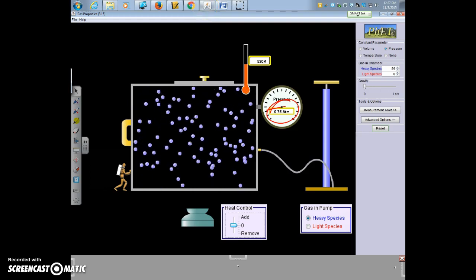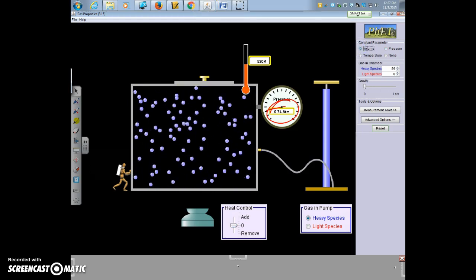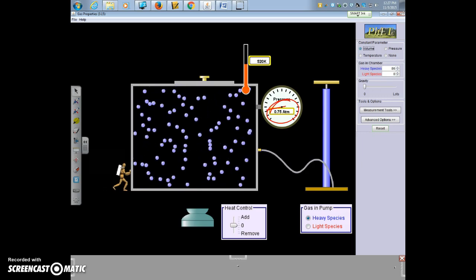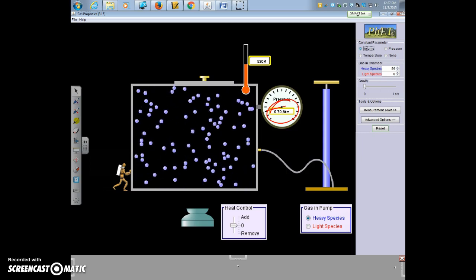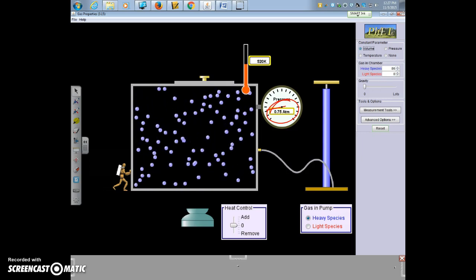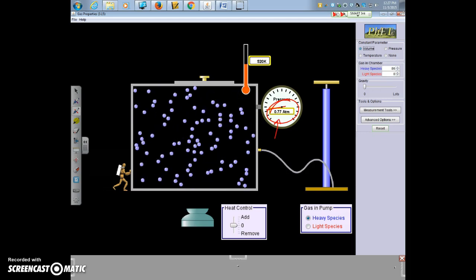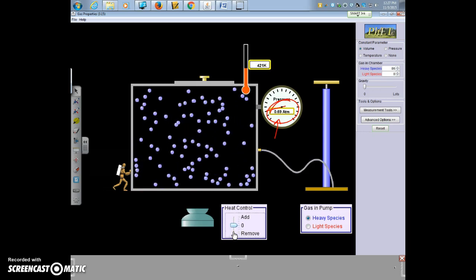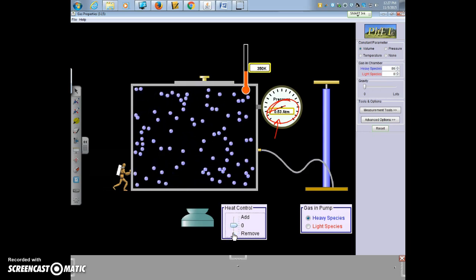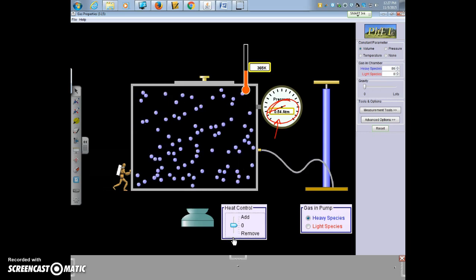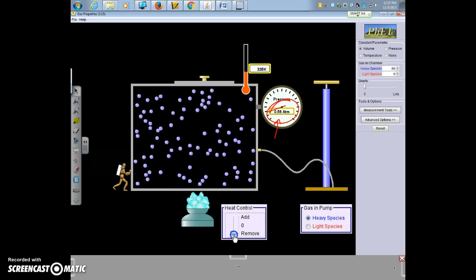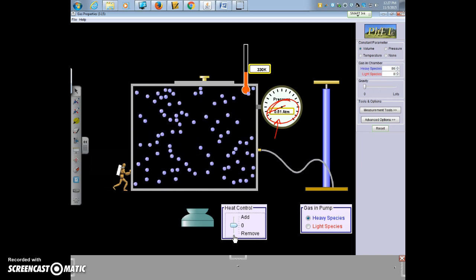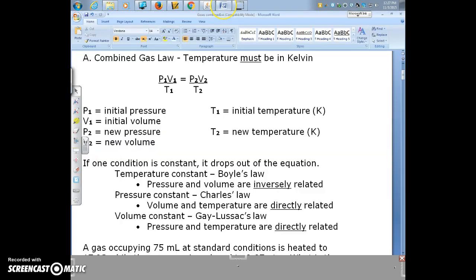So let's have volume be constant. We'll stick our volume there, and now we're just going to play with pressure and temperature. I'm going to remove some heat, so my temperature is going to go down, and we'll see what happens with the pressure here on this pressure gauge. So if I remove some heat, some ice in there, my volume staying constant, you can see as the temperature goes down, so does my pressure. So again, we have that direct relationship.